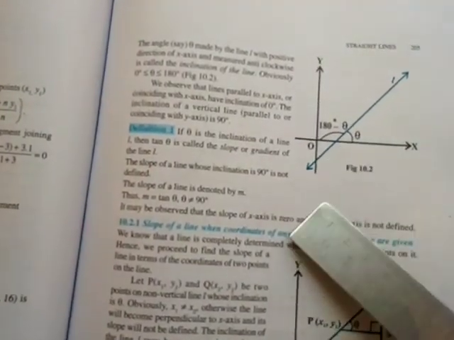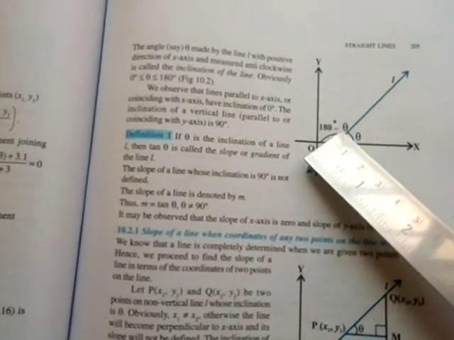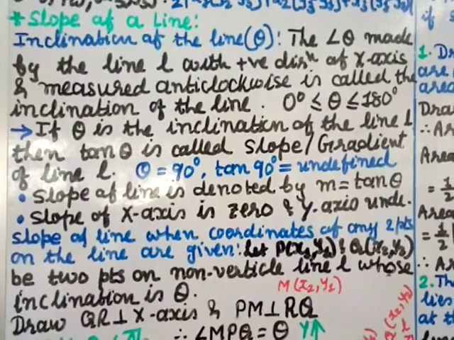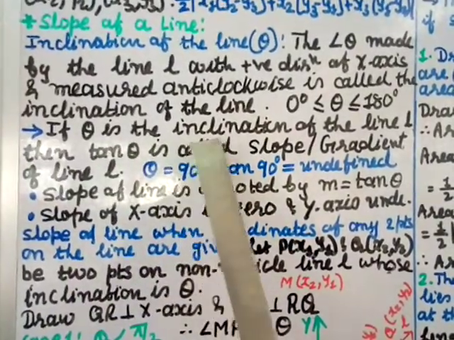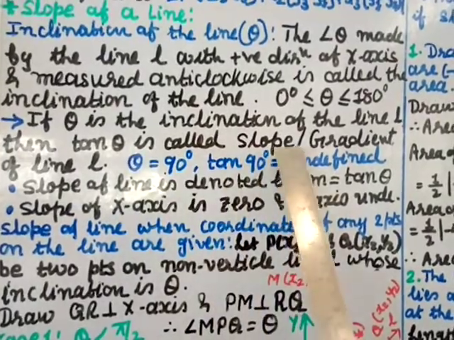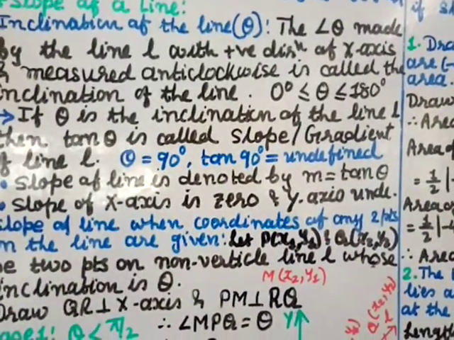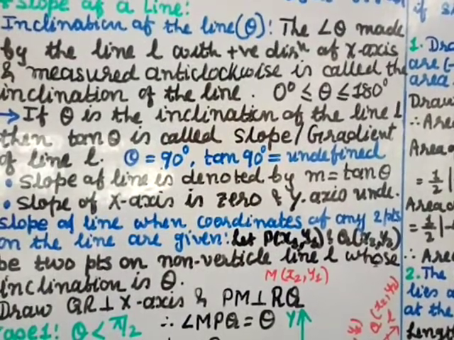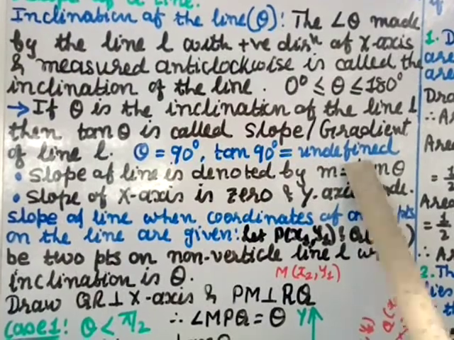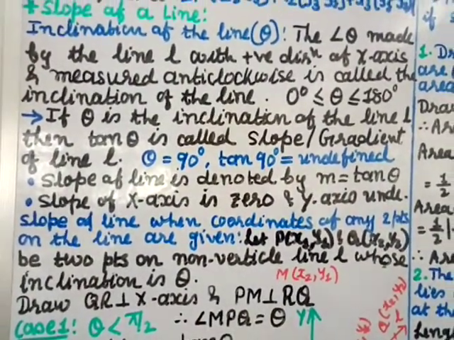So this is called inclination of the line L, and this angle is 180 degree minus theta, and this is taken in the anticlockwise. If theta is the inclination of the line L, then tan theta is called slope or gradient of line L. So if theta is the inclination, tan theta is the slope of the line. If theta is 90 degree, then we know tan 90 is undefined. So for theta equal to 90 degree, the slope of the line is undefined.